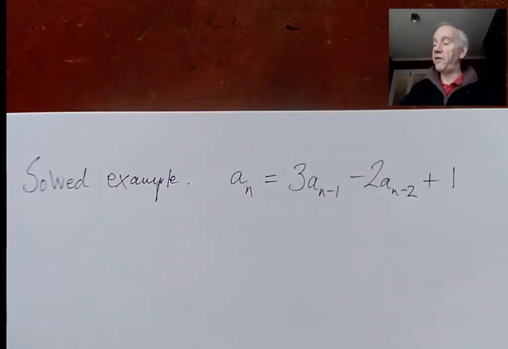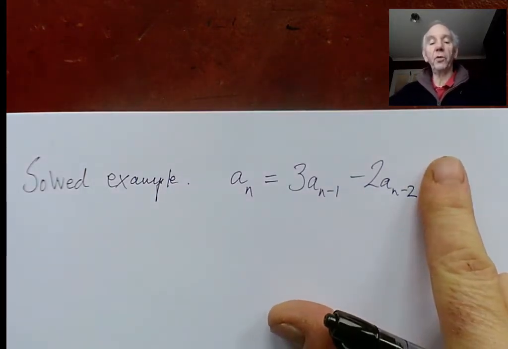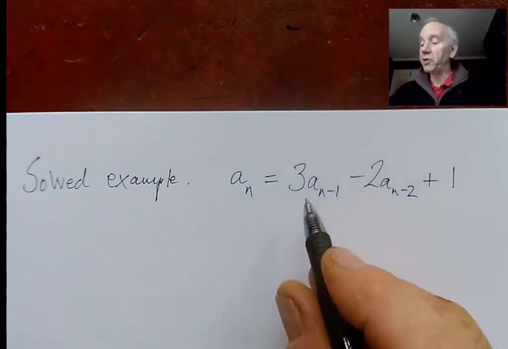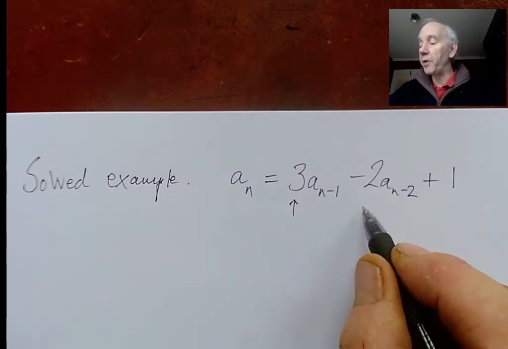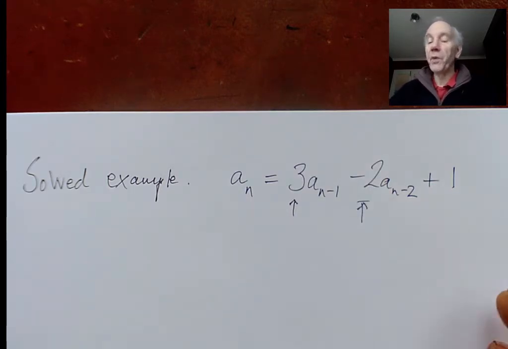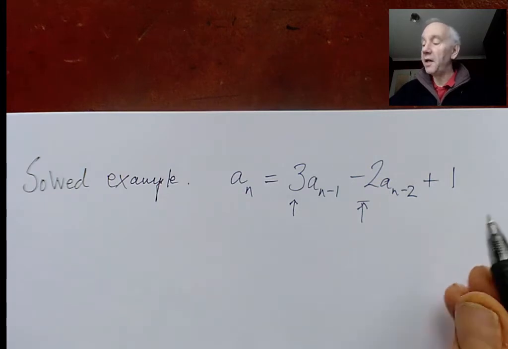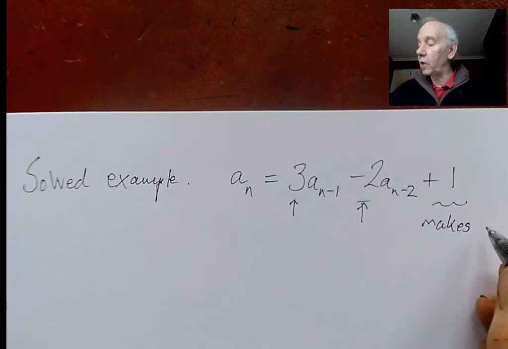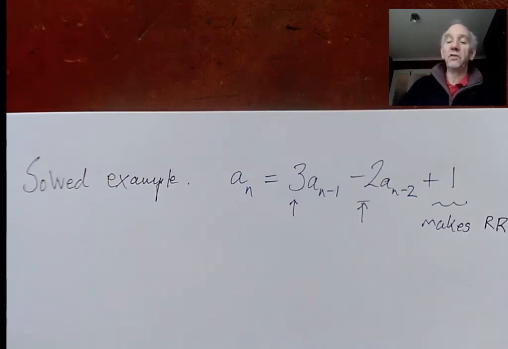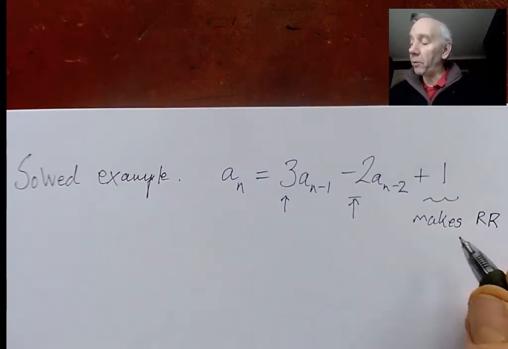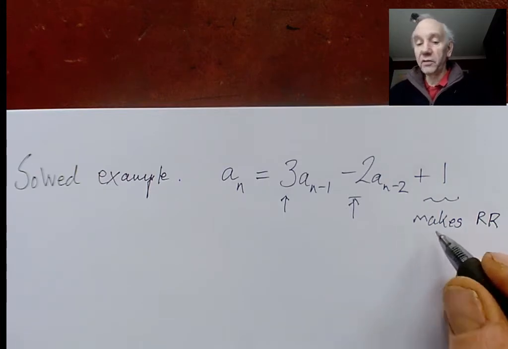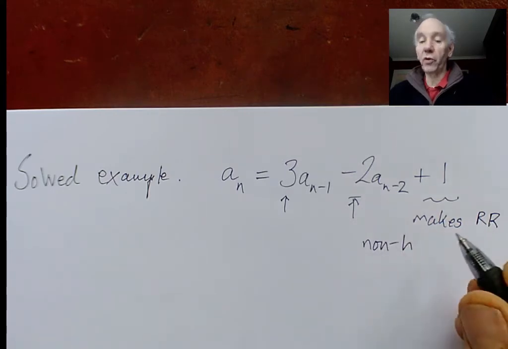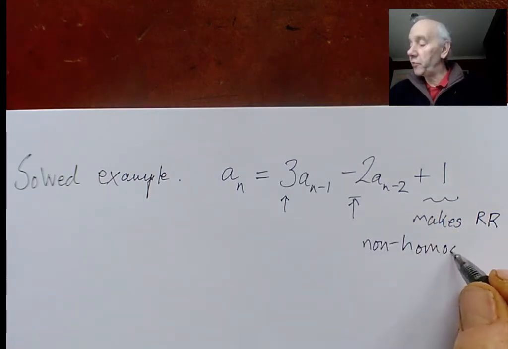Now, if I didn't have the plus 1, it's the same sort of form as the equation for the Fibonacci numbers, except that I've changed the coefficients from being 1 and 1 to being 3 and minus 2. But I've added an extra term here, and this extra term makes the recurrence relation, I use capital RR for recurrence relation, what's called non-homogeneous. So lots of abbreviations here. Let's write it in full: non-homogeneous, which later on I just call NH.